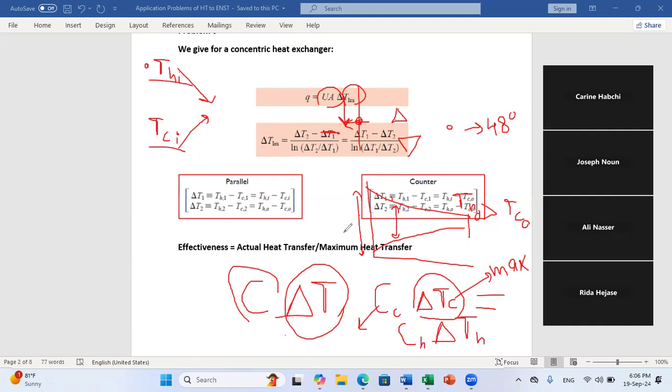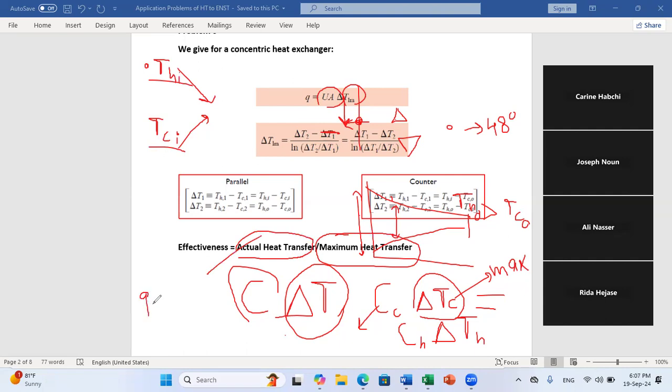This is why, in order to find the maximum heat transfer, we select the minimal heat capacity and multiply it by the difference in temperature at inlet condition, which is the maximum possible delta T. Now, the effectiveness is actual over maximum heat transfer. The actual heat transfer is the rate Q that we know how to calculate.